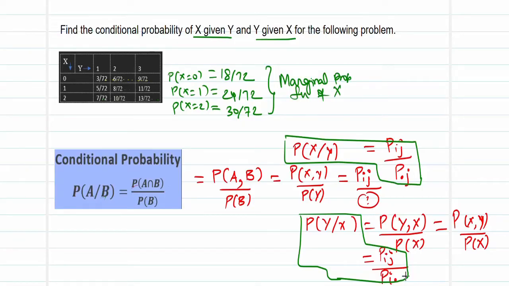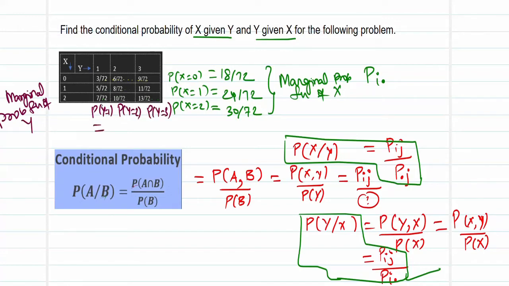Now, this takes care of the Pij quantity. So, this is my Pi dot quantity. Now, the P dot j quantity. What is this? This is our marginal probability function of y. Where is our y? Y varies as 1, 2, 3. So, I will be finding the marginal probability function of y. I want probability of y equal to 1, probability of y equal to 2, and probability of y equal to 3.